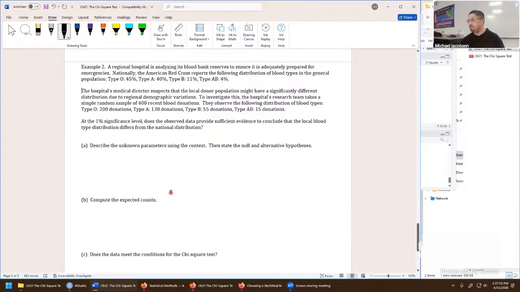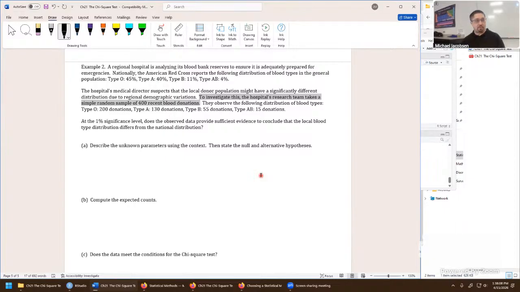Now, here's the next part of the context. The hospital's medical director suspects that the local donor population, so imagine we're maybe in Rigby or maybe somewhere in Colorado, who knows, but we're in a really specific town, and there could be something about the demographics of that town that tells us national values might be off by a little bit or maybe quite a bit, depending on that demographic set. So they suspect the local donor population might have a significantly different distribution due to regional demographic variations. To investigate this, the hospital's research team takes a simple random sample of 400 recent blood donations.